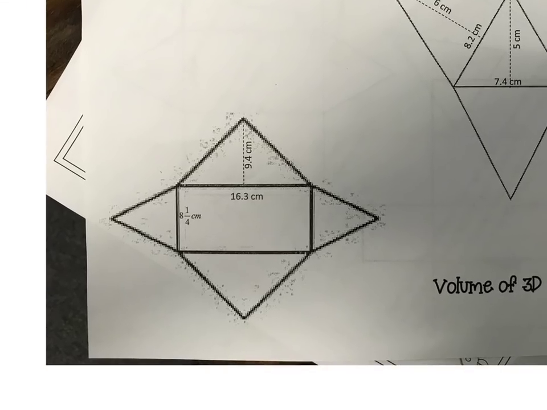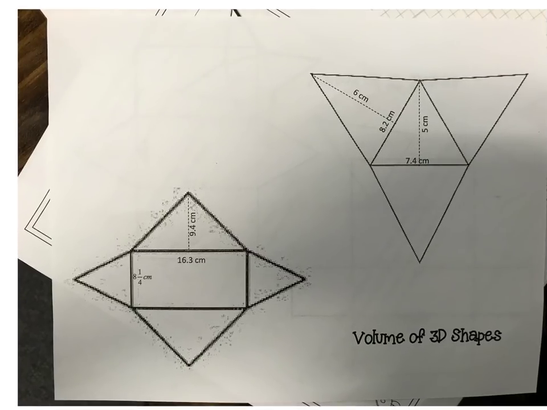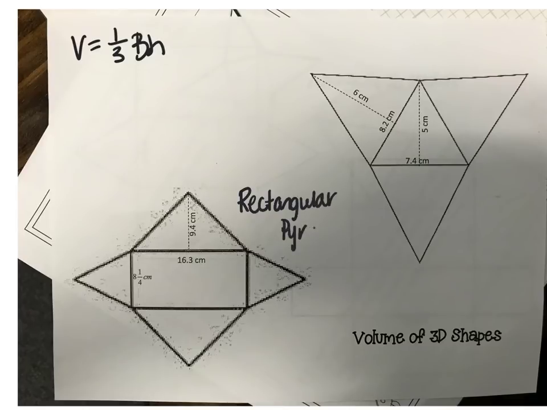Okay, so I'm going to start right here. We got our pyramid formula. It's volume equals 1/3 big B times H. It is this way because it's a pyramid. Remember, get it through your head. It's that way because it's a pyramid. Okay, so this shape is a rectangular pyramid. And then this shape right here is a triangular pyramid.